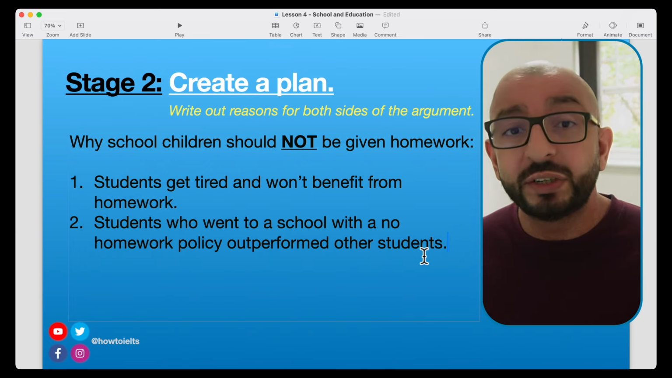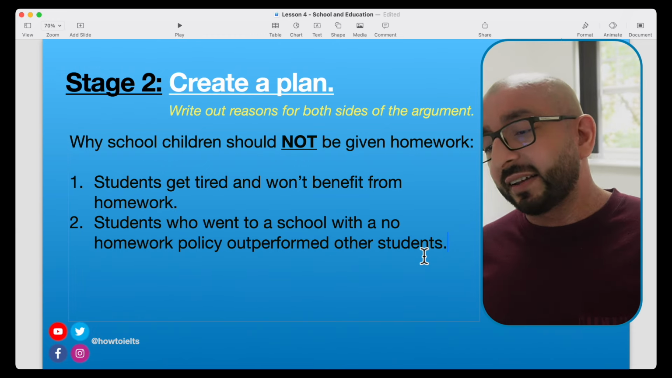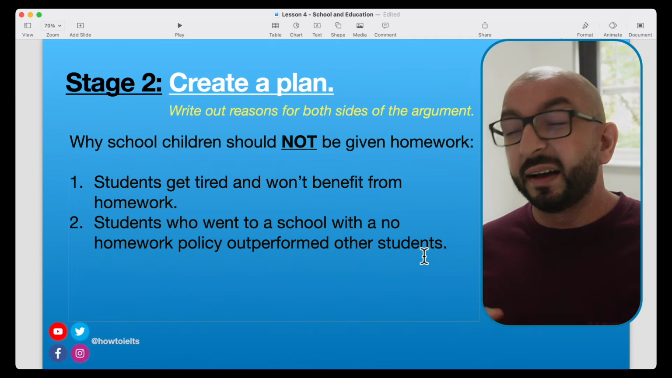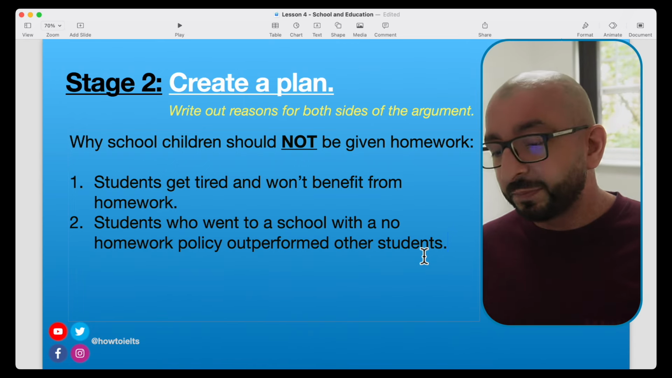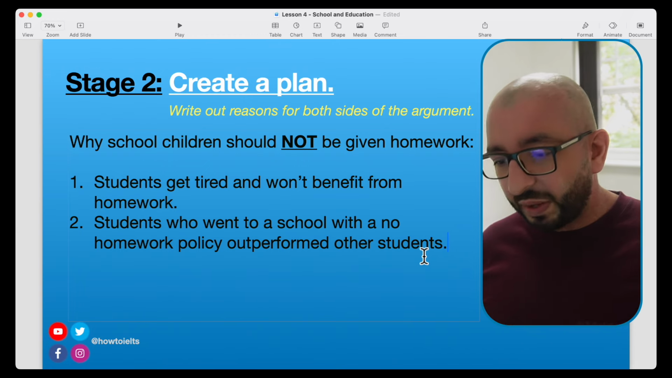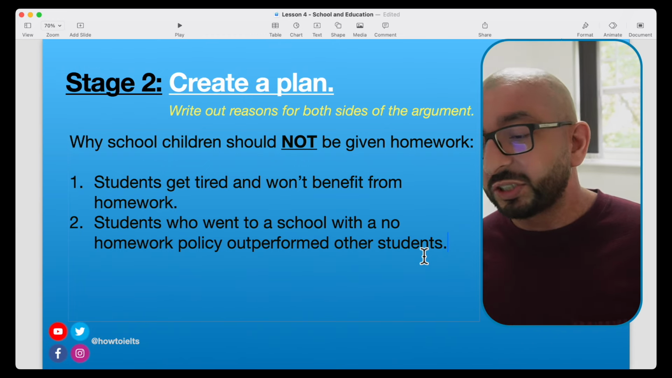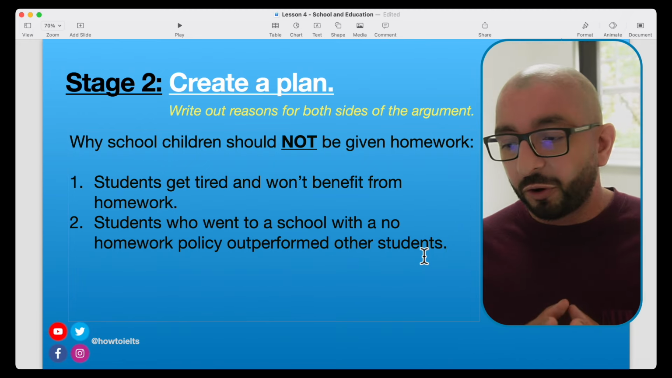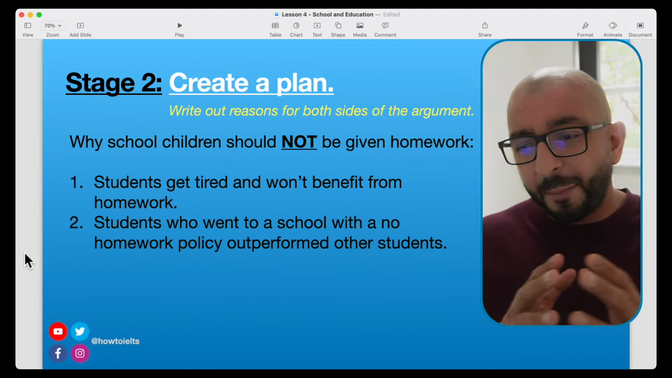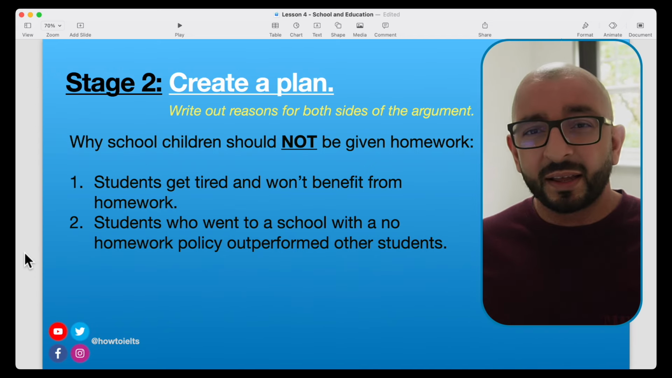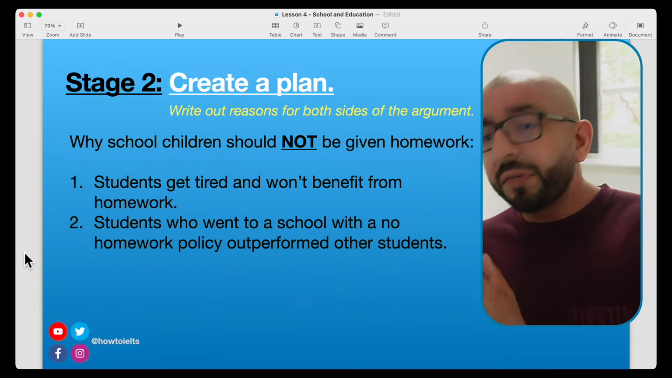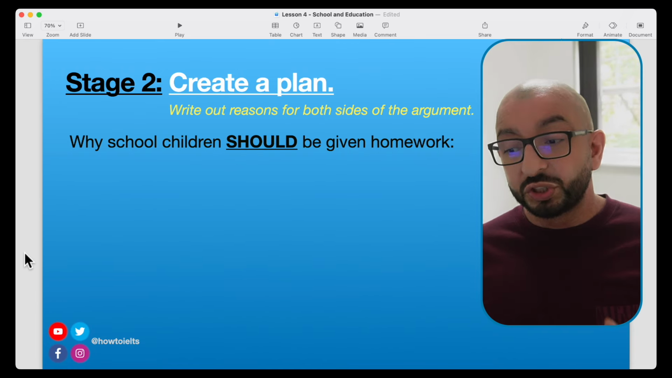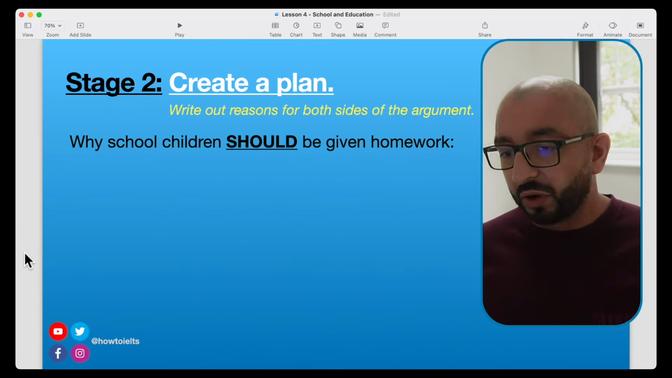So now we've got our 2 reasons here. Students get tired and won't benefit from homework. That's one reason. And then I can talk about that in a bit more detail in the writing section. And the second reason is students who went to a school with a no homework policy outperformed other students. Now, I'm going to stop there and we'll now move on to the other side of the argument, which is why school children should be given homework, okay?